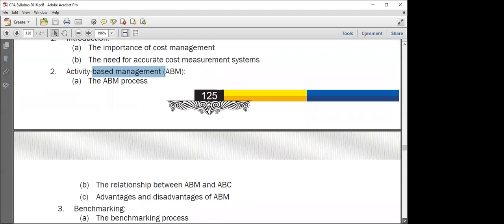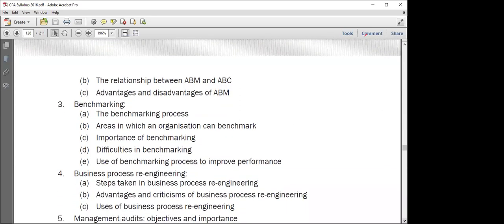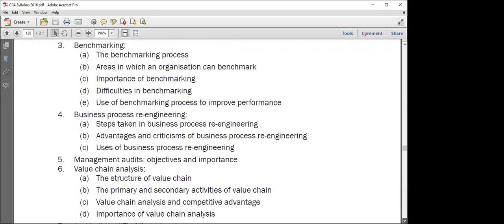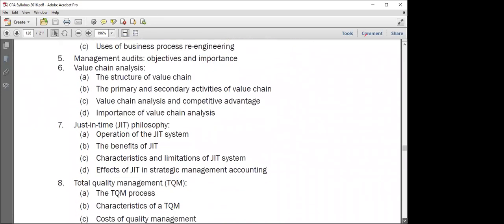Things to do with benchmarking. Because with benchmarking here, we're looking at an organization benchmarking on another organization. So we look at how the benchmarking process goes, and what its importance is. This is all theoretical, by the way, so some of the theoretical questions might really come from here. Business reengineering, as you can see. Management audits, value chain analysis. Very, very friendly things.